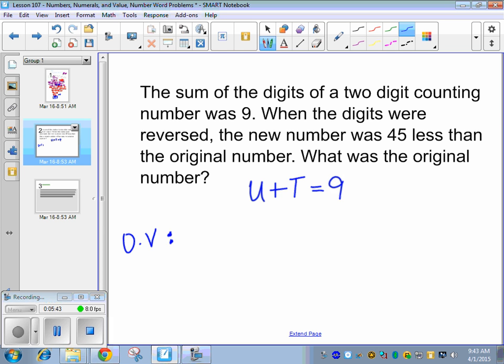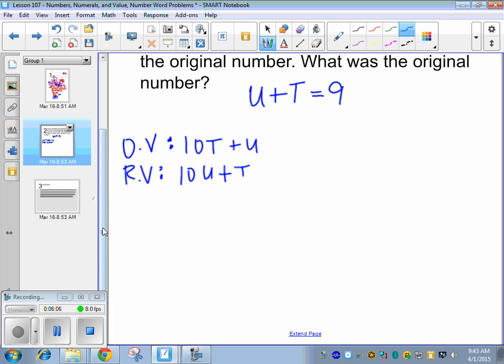For the original value, what is it going to be? 10t plus u. So we always multiply 10 times the tens for the original value. And then the reverse value is always going to be what? 10u plus t. Good. Okay, so now let's read and write an equation.